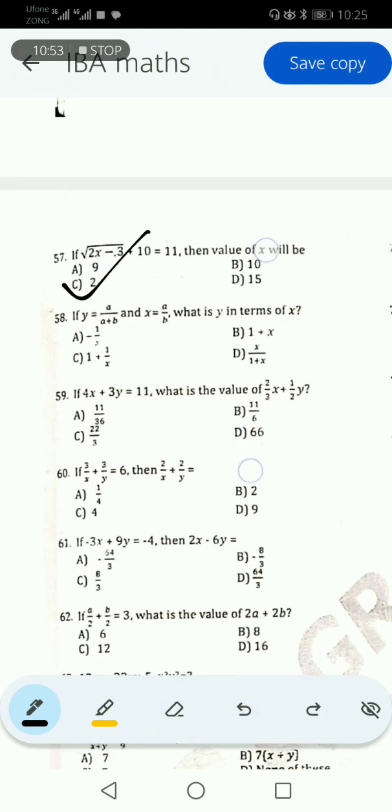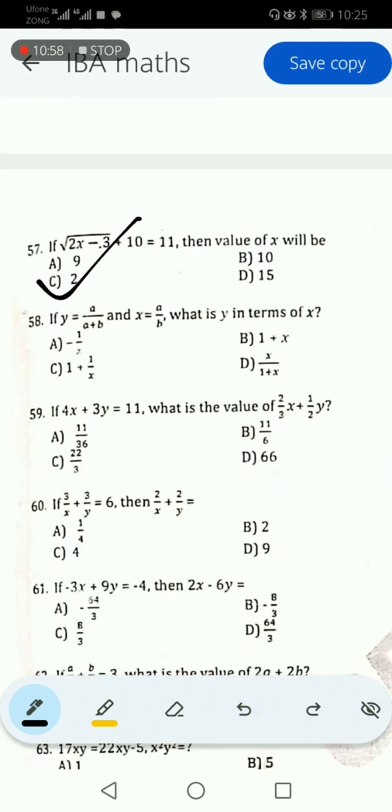To eliminate the options, in the first option you will see minus 1 upon x. That probably means this will become minus b upon a. That is not y, so we will eliminate it. In the second option you can see 1 plus x. That probably means, when we take the under root, b will be the numerator, but in the value of y, a plus b is the numerator. So this is also eliminated.